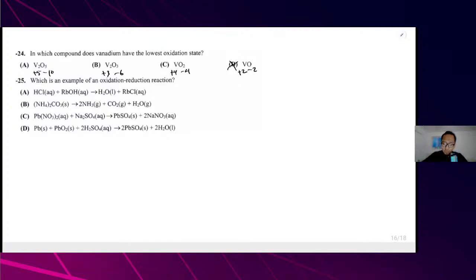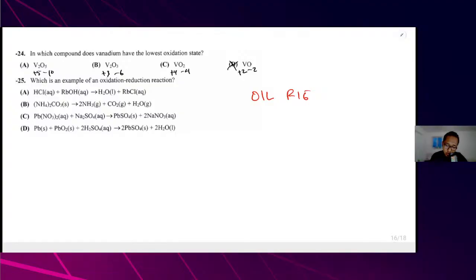And then again, what is an example of a redox reaction? We need to determine which one is being oxidized and which one is being reduced. All right, so redox is the transfer of electrons, right? Someone is oxidized, or loses electrons, or someone is reduced, gains electrons. OIL RIG: oxidation is loss of electrons, reduction is gain of electrons. Let's check one by one.